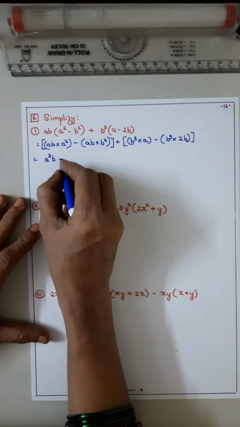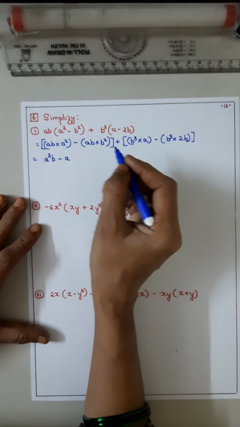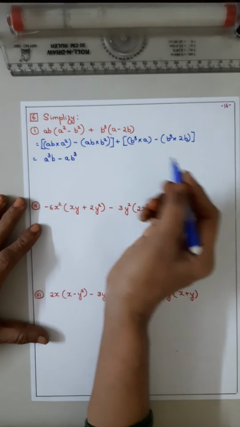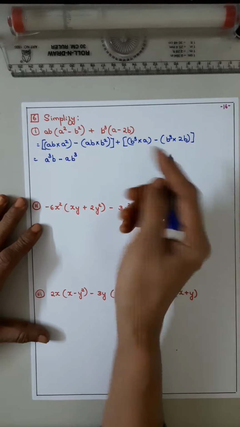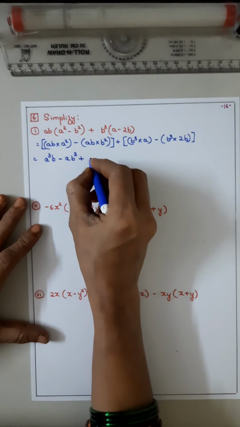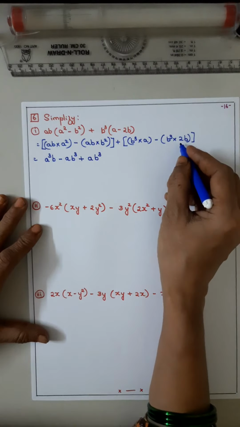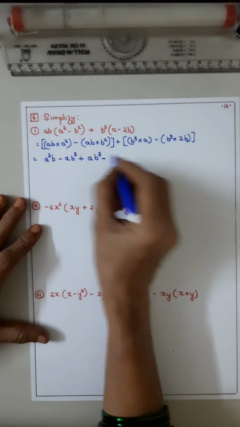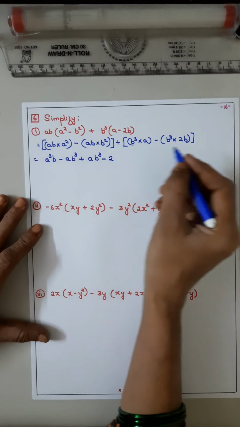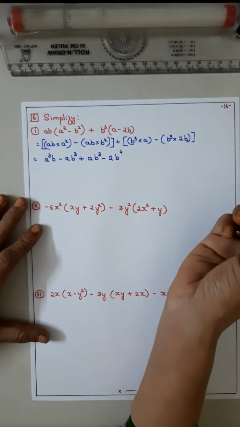This one will be minus. Now AB into B squared is B cube. Now here is plus, so you can directly write without putting the bracket. Now AB cube plus AB cube. Now it will be minus 2 B cube B means B to the power 4.